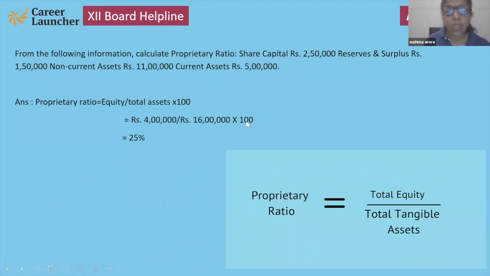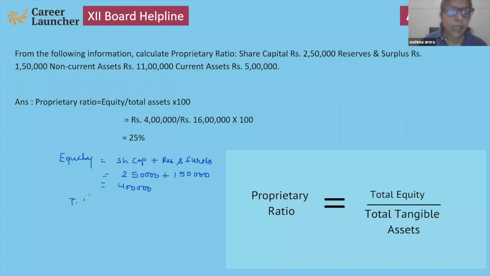Okay, into 100. See, you can use the formula or you have to show the steps as well. Like how to calculate equity, you have to write in the exam. Please, in the exam, write the full form, share capital plus reserves and surplus. So here share capital is 2,50,000, reserves and surplus is 1,50,000. So equity will be 4 lakhs simply.